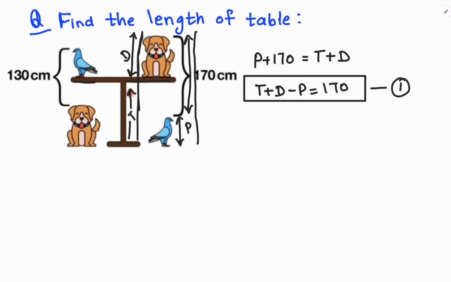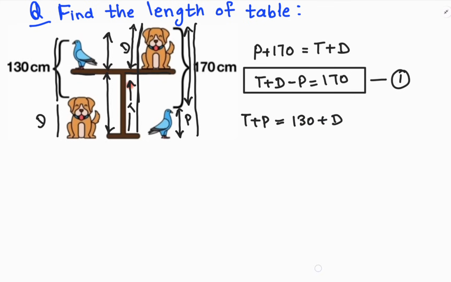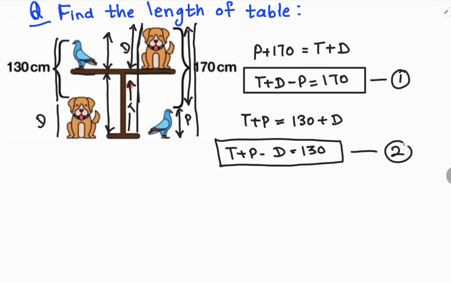Now I will try to solve the equation on the left hand side. If I look at the left hand side, t plus p is equal to 130 plus d. This is simple. If I rewrite this, I get t plus p minus d is equal to 130. So this is our second equation.